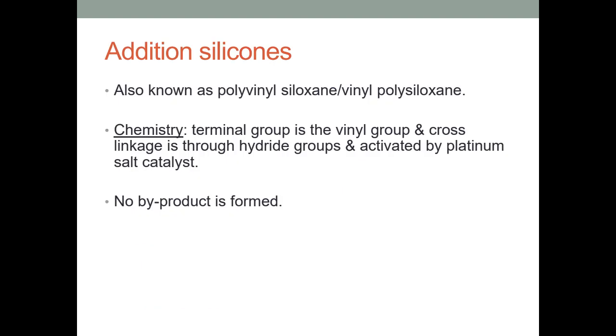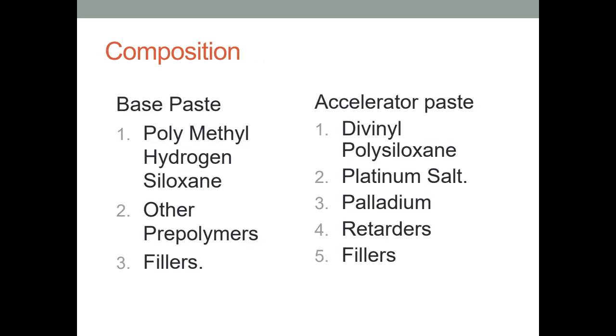Whereas the addition silicone is also known as polyvinyl siloxane or vinyl polysiloxane. The chemistry behind the addition silicone is that the terminal vinyl group cross-links through the hydride group and is activated by a platinum salt catalyst. In addition silicone, there is no byproduct formed after the reaction. These are the compositions of the material: the base contains this, and the accelerator contains this.